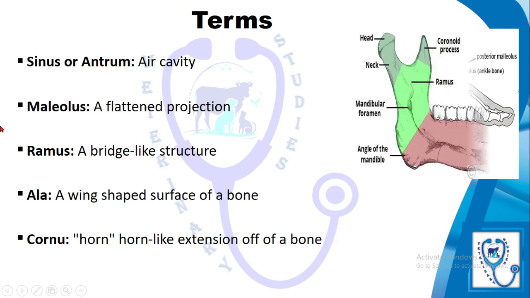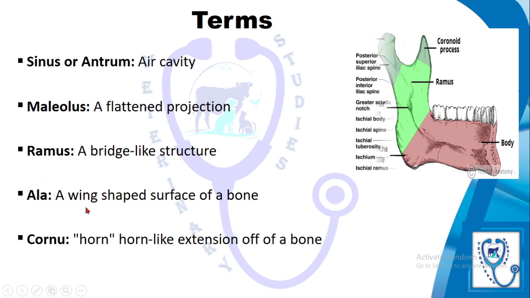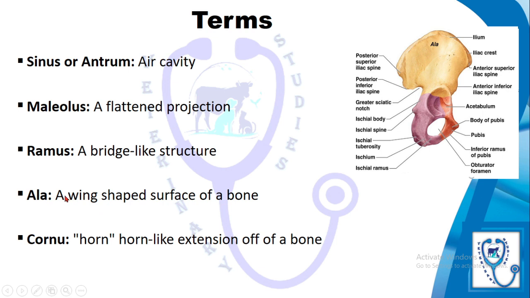Ramus. The term ramus is used for any bridge-like structure. In the skull of a human, there is a bridge-like structure called ramus. Ala. Ala denotes a wing-shaped surface of a bone. This is a picture of a pelvis bone of a human. The pelvis bone is composed of three bones: ilium, ischium, and pubis. This part of the ilium bone is wing-shaped, therefore it is known as ala.